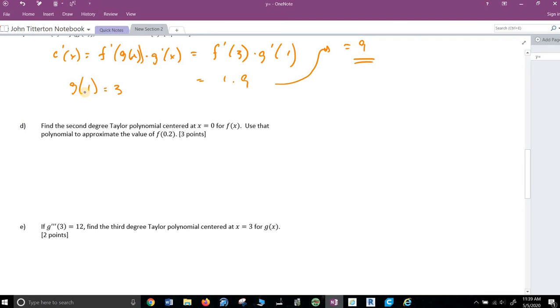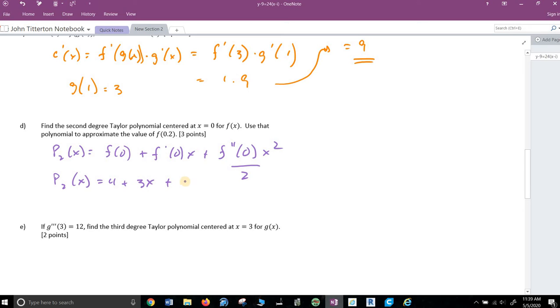Second degree polynomial. So you should be getting pretty good at this. P2 centered at x equals 0 is f of 0 plus f prime of 0 x plus f double prime of 0 x squared over 2. I believe you just plug them in and you're pretty much good to go. So p2 of x equals 4 plus 3x plus the 2's cancel, x squared.